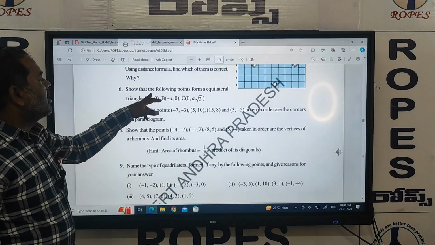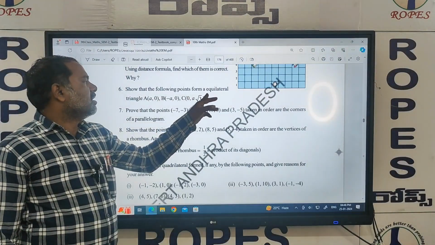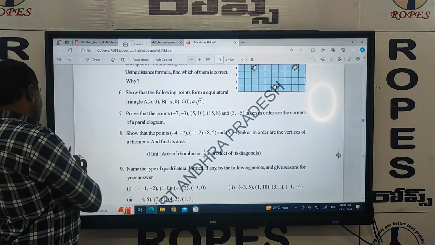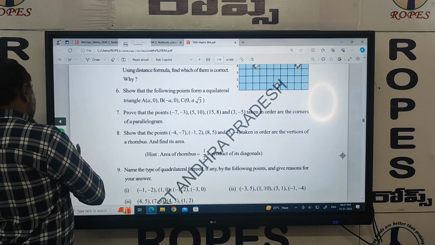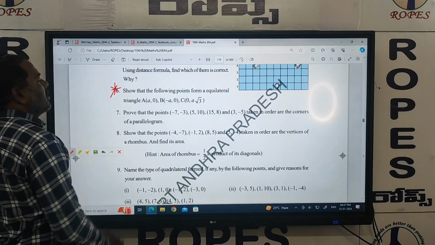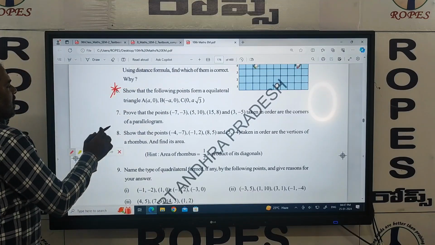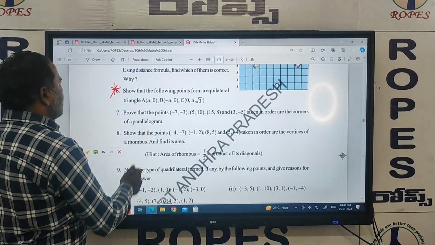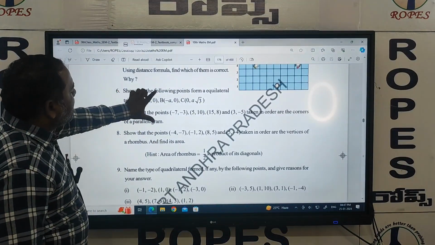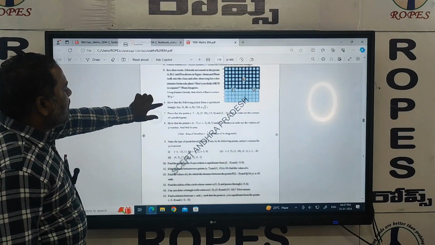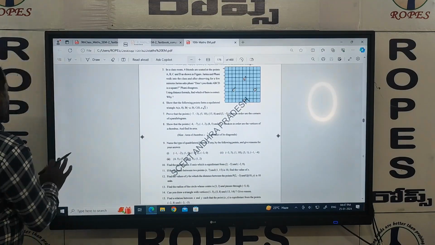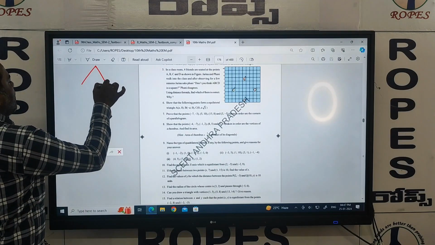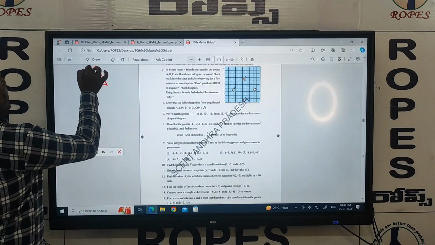Here, if you observe, the question is: show that the following points form an equilateral triangle. It is one of the important questions. See here, is it forming an equilateral triangle or not? When they are asking like this, first we have to find the distances AB, BC and CA. It is a triangle ABC.